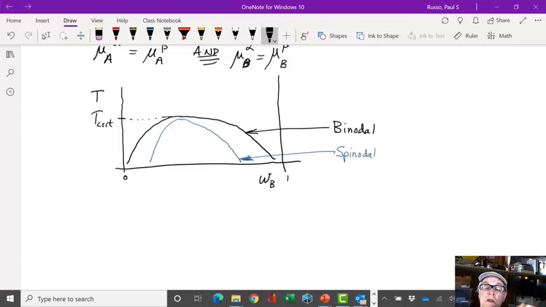Okay? So I just gave you the conditions that establish the binodal. The binodal is established by mu A alpha is mu A beta, and mu B alpha is equal to mu B beta. That's our binodal curve. Right? I'm not going to give you the conditions for the spinodal just now, maybe later.